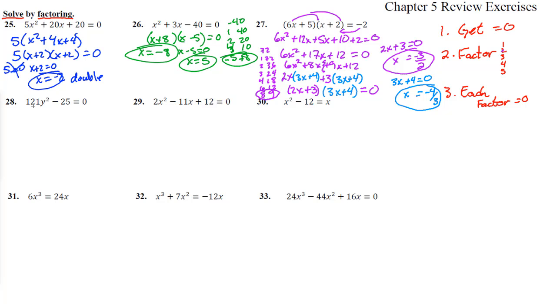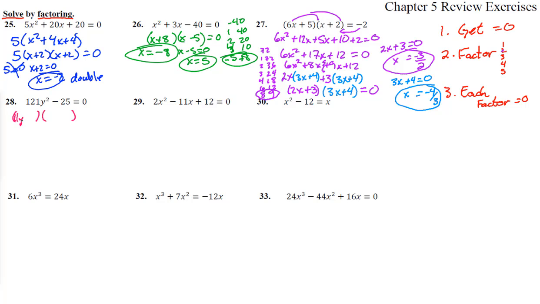Number 28, 121y squared minus 25 equals 0. Is it equal to 0? Yes, it is. Factor it. We need to now factor 121y squared minus 25. No greatest common factor there. Two terms, and it's a difference of squares. This is a perfect square of 5 times 5. That's a perfect square of 11 times 11. So that tells us how we're going to factor this.